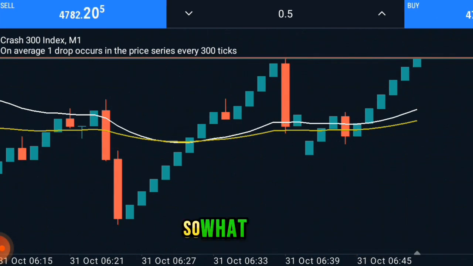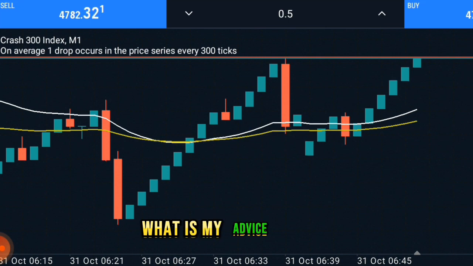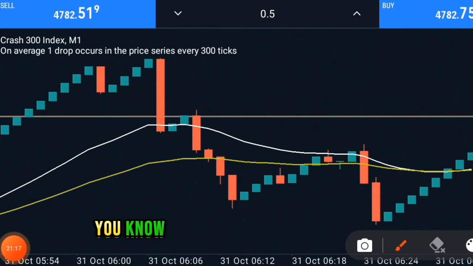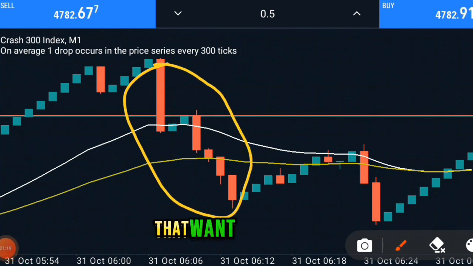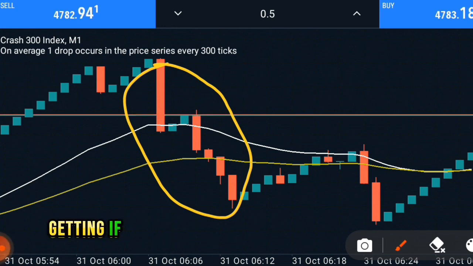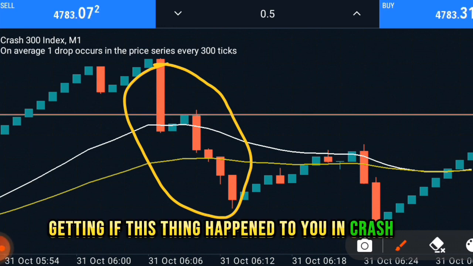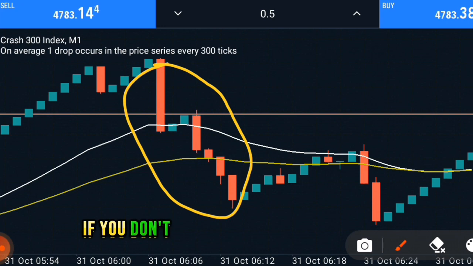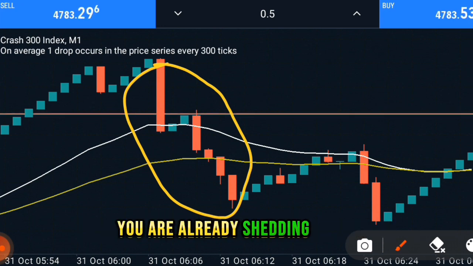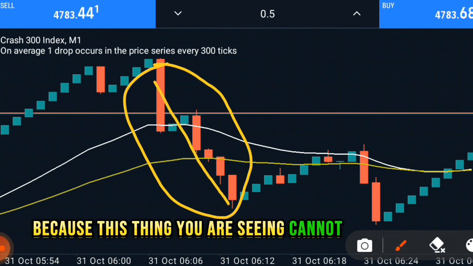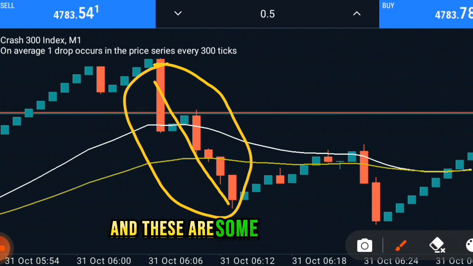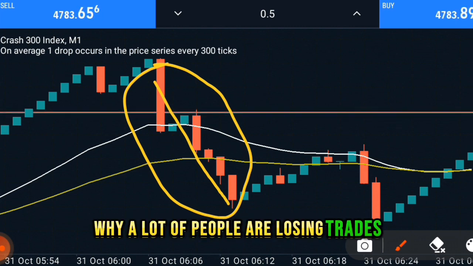So what is my advice on this, or what is my take on this? Like something that happened here, someone that wants to do scalping, at the end of the day, if this thing happened to you in crash 300, if you don't have anything above 400, 300, you are already shedding tears, because this thing you are seeing here now cannot be less than 20 something dollars, and these are some of the reasons why a lot of people are losing trades.